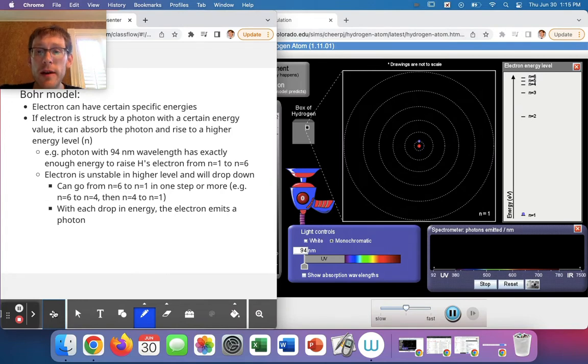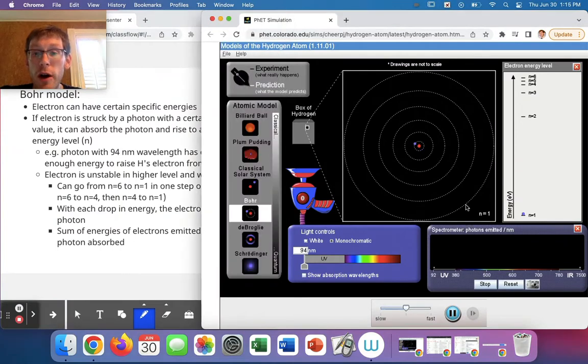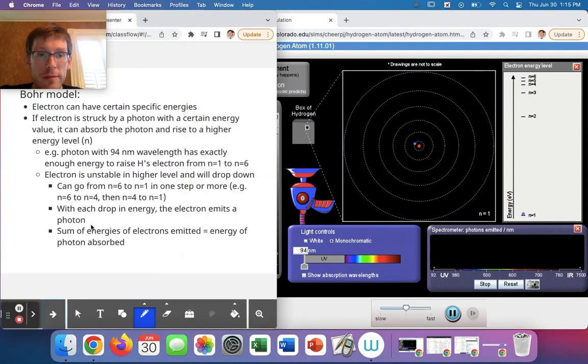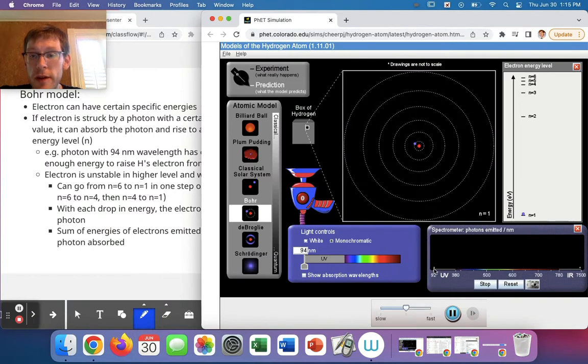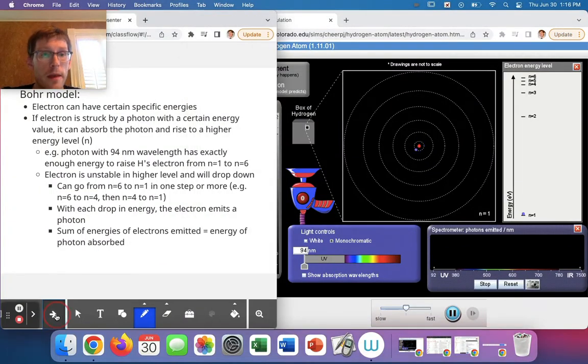Every time the electron drops in energy, it emits a photon, and the sum of the energy of those two photons that were emitted, this should say photons, not electrons, the sum of the two energies of the photons released when the electron dropped from the sixth down to the third, I believe it was, and then from the third down to the first, that sum is equal to the energy of the photon with 94 nanometers that got the electron up to the sixth shell in the first place.